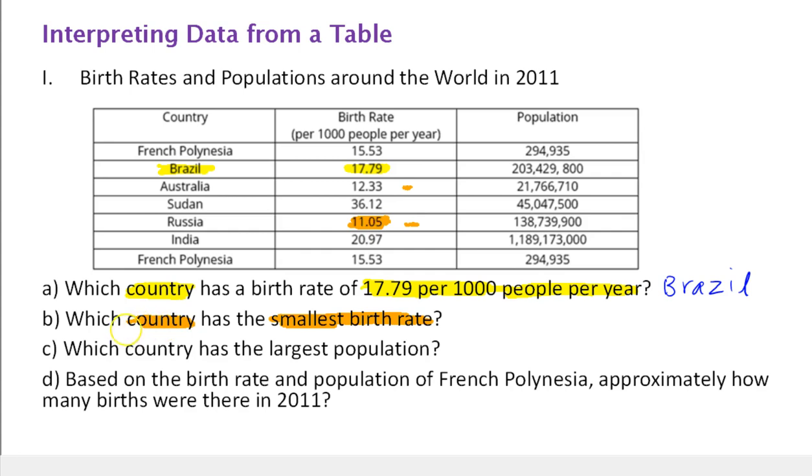Now let's see what we were asked again. We weren't asked what the smallest birth rate was. We were asked to identify the country. So that corresponds to Russia. So the second answer is Russia.